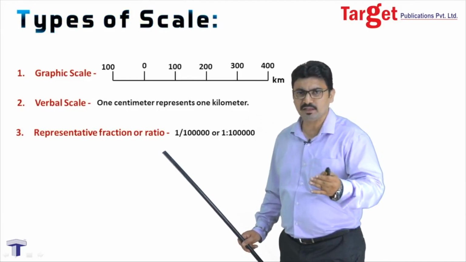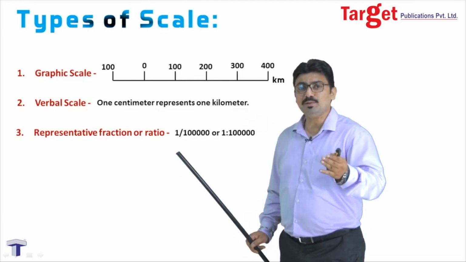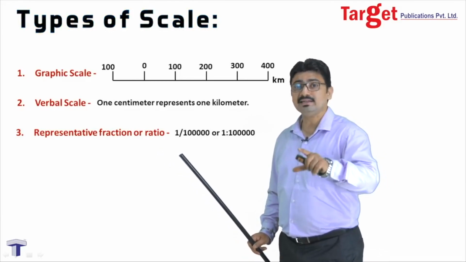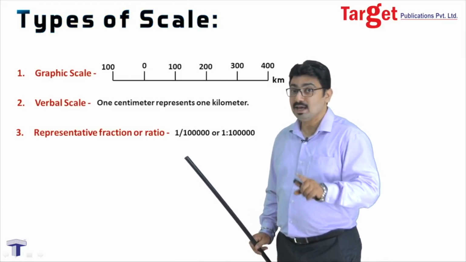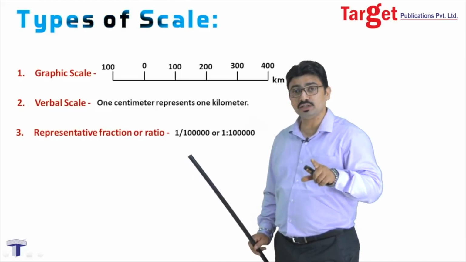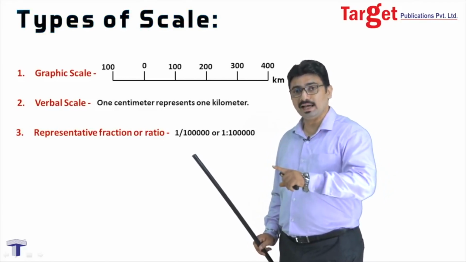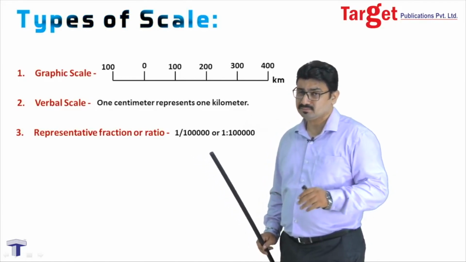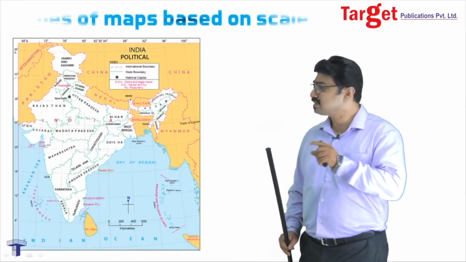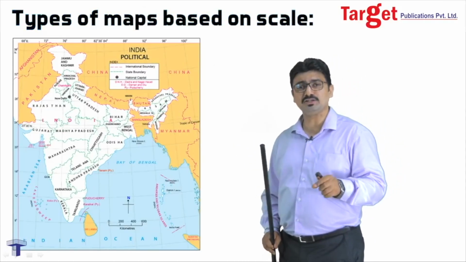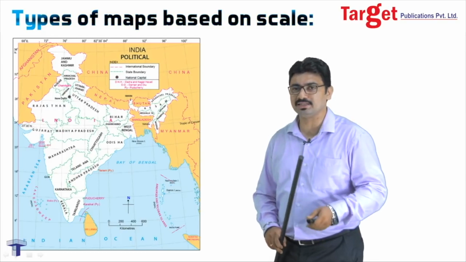So if, for example, the distance between two cities on the map is 10 centimeters, which means the actual distance between those two cities in real life on the earth is 10 into 1 lakh centimeters. So this is how the scale helps us to convert the distances on the map into actual distances.